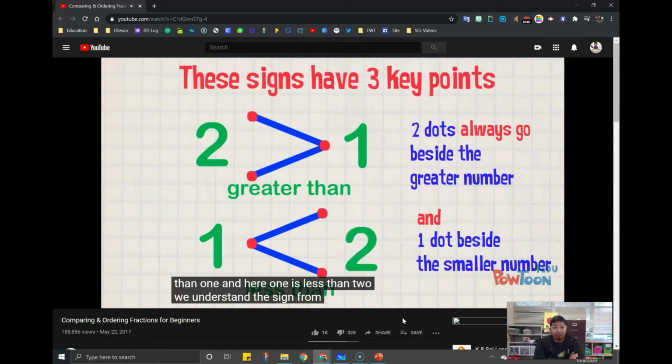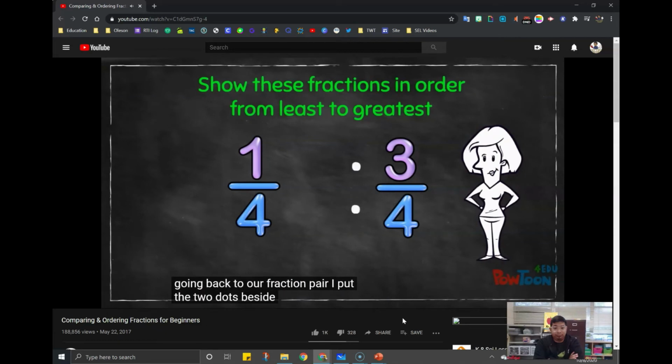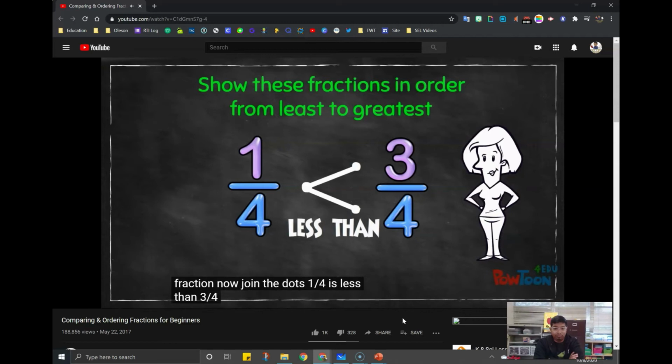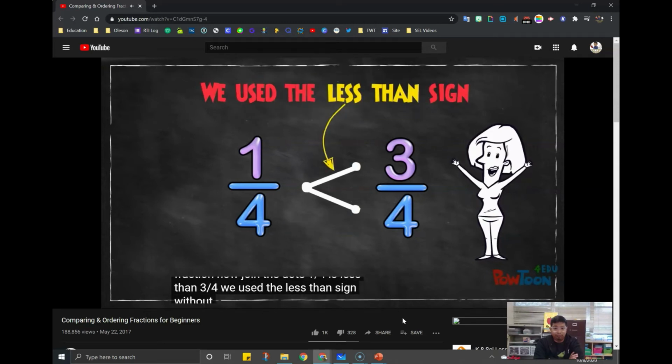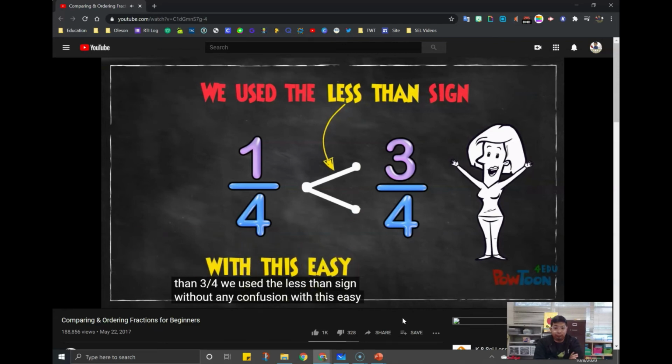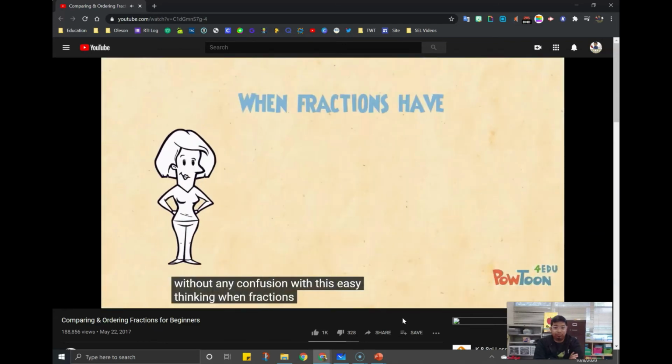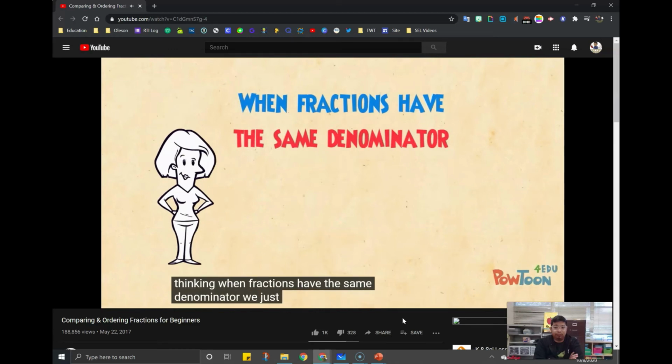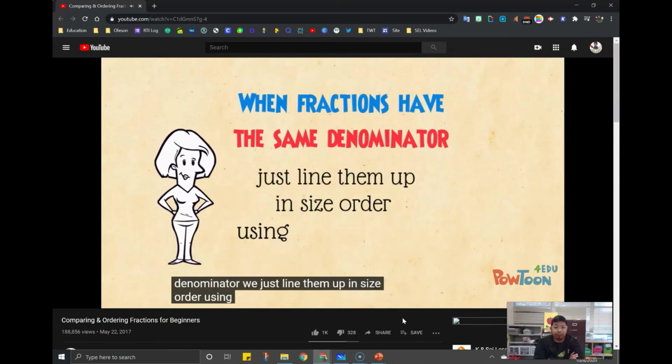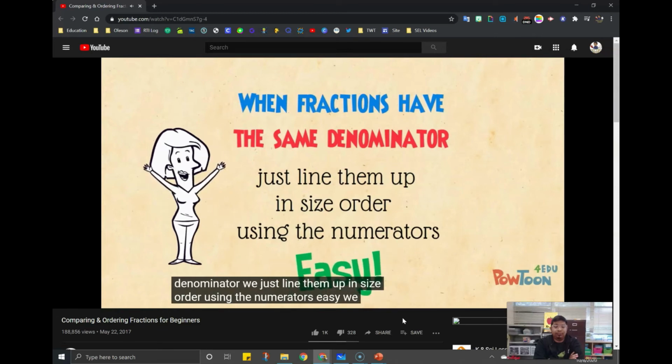We understand the sign from left to right, like reading a word on a page. Going back to our fraction pair, I put the 2 dots beside the greatest fraction and 1 dot beside the smallest fraction. Now, join the dots. 1/4 is less than 3/4. We used the less than sign without any confusion with this easy thinking. When fractions have the same denominator, we just line them up in size order using the numerators. Easy. We don't even need to use fraction strips.